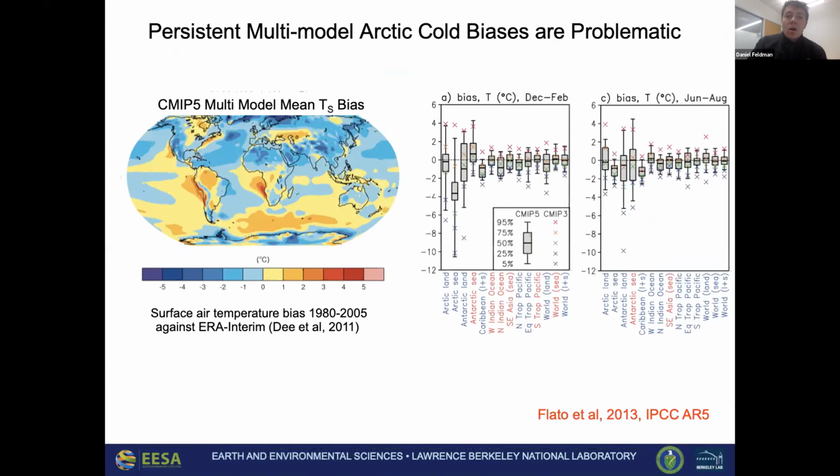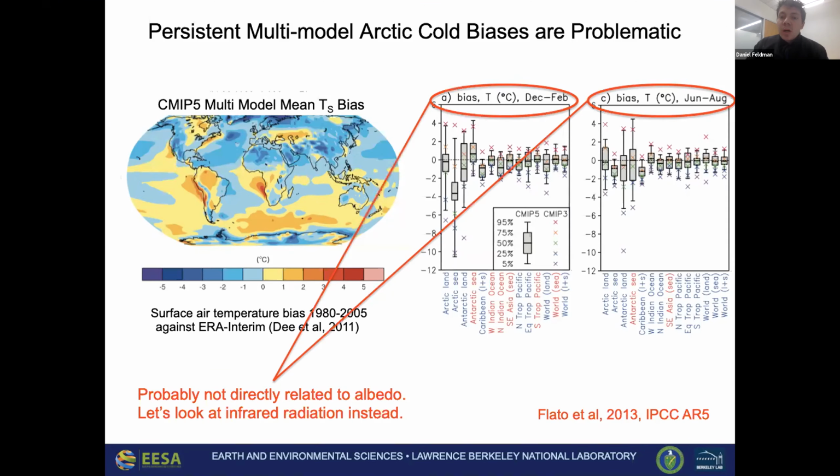The ensemble of climate models shows a persistent cold pole bias that crops up, especially in the winter time. This has persisted between CMIP 3 and CMIP 5. We'll see what happens with CMIP 6. Since it's in the winter in the Arctic, it's at least not directly related to surface albedo effects, and could perhaps arise from infrared radiation.